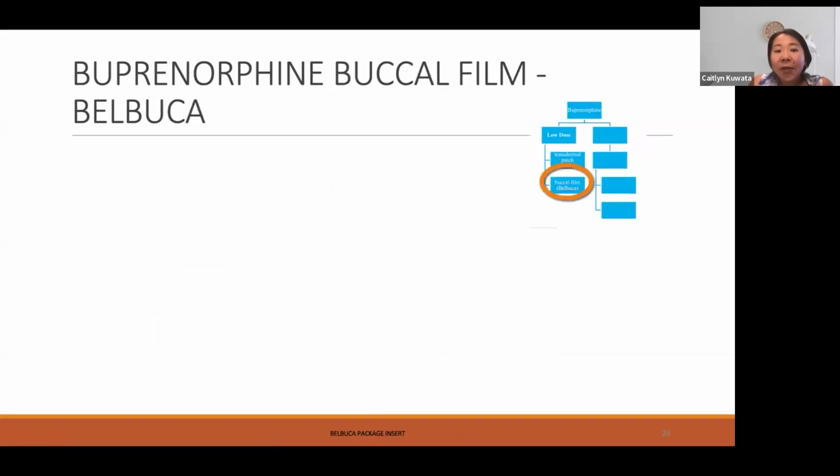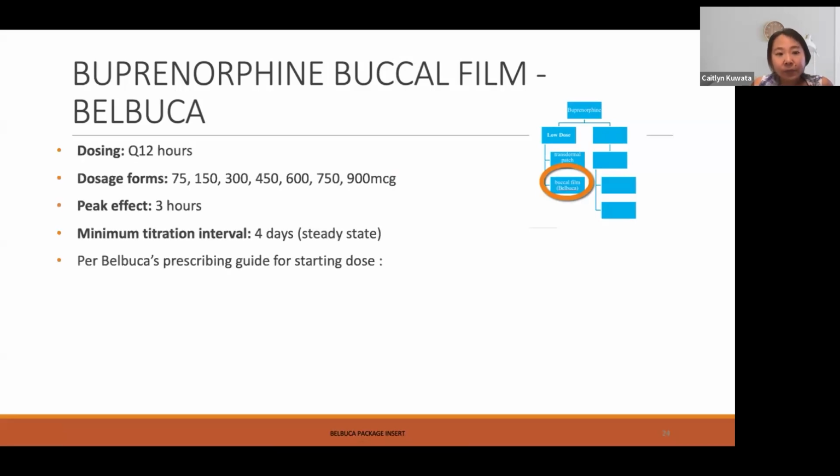So next we'll talk about the other low dose formulation, which is your buccal film, also known as Belbuca. It's dosed usually every 12 hours. It's much more frequent. Your dosage formulations go from 75 to 900 micrograms, so it's a pretty big range. It takes about 3 hours to peak effect, so much faster than the Butrans patch, but compared to an oral oxycodone or morphine, it does take a little bit longer. It's a long-acting version, right? Q12 hours. And it takes about 4 days to reach steady state, so that's the minimum titration interval.